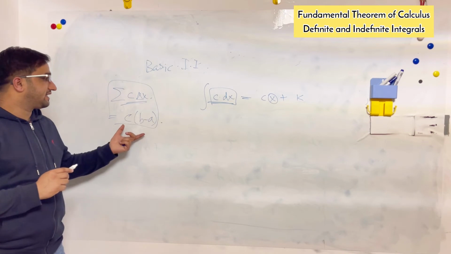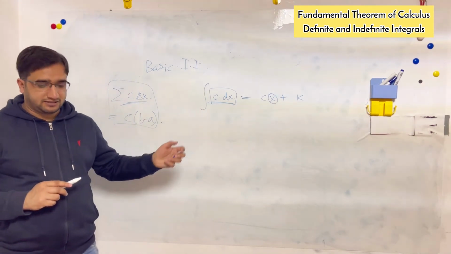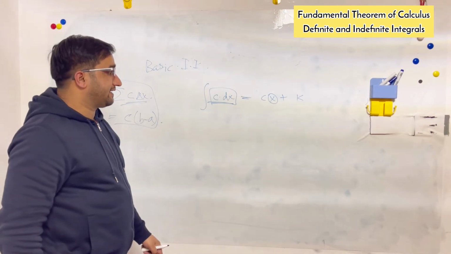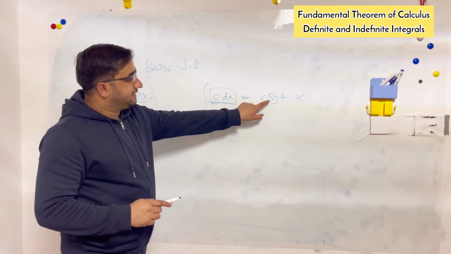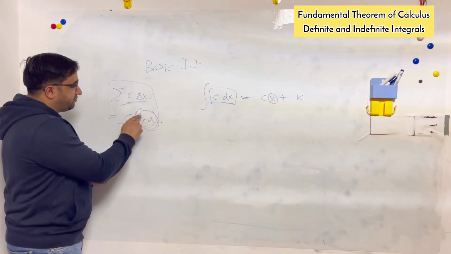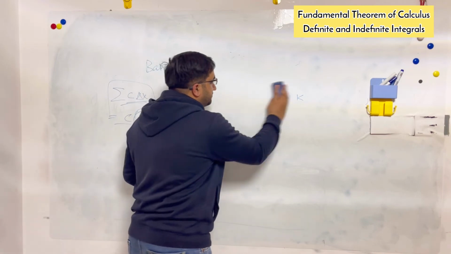But this was the case for the boundary, this is the case for the indefinite integral. That's why there we have x. If this was the case with the definite boundary, then this x will again be replaced with b minus a. Same thing.